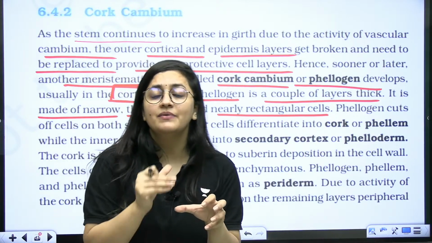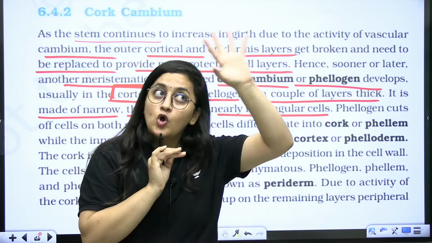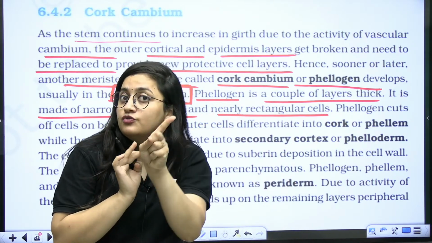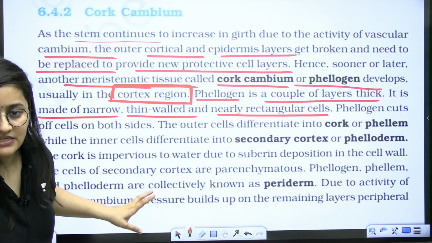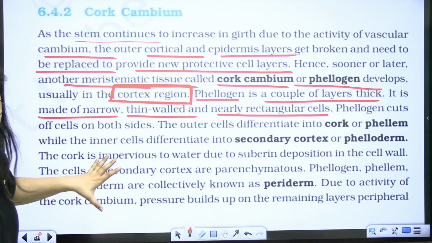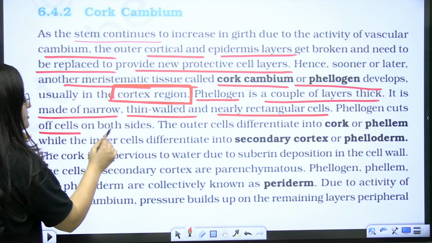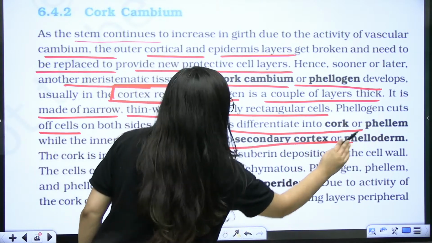Obviously, cork cambium is meristematic, so it is going to be thin-walled. Cork is thick-walled, but cork cambium is thin-walled because it is meristematic. The shape is rectangular. So phellogen cuts off cells on both sides. Obviously, the outer one is the cork or phellum, and the inner one is the secondary cortex.